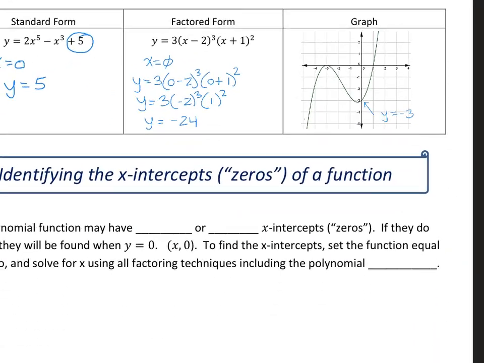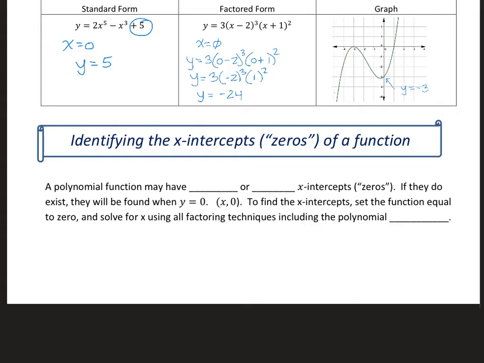All right, let's talk about the x-intercepts, or the zeros of a function. As you already know, a polynomial may have 0 x-intercepts, or many x-intercepts, depending on the function. And if they do exist, then we're going to find them at y equals 0 because, of course, all along the x-axis, y is not positive, y is not negative, y is 0. So to find the x-intercepts, we're going to set the function equal to 0 and solve for x any which way we can. So at this point, we've learned a lot of different techniques, but definitely the recent polynomial identities are going to help us further break things down beyond factoring.